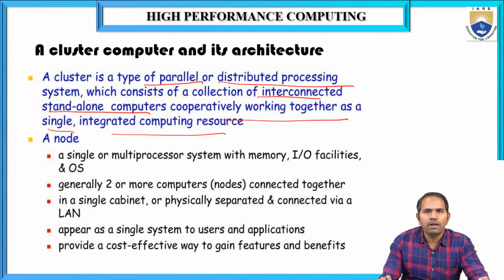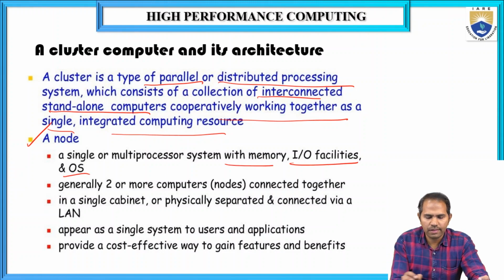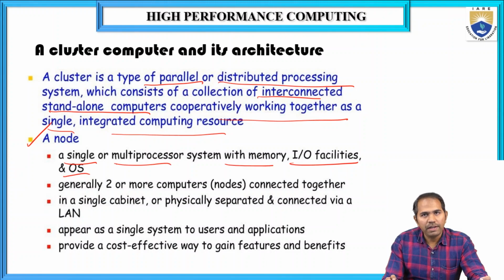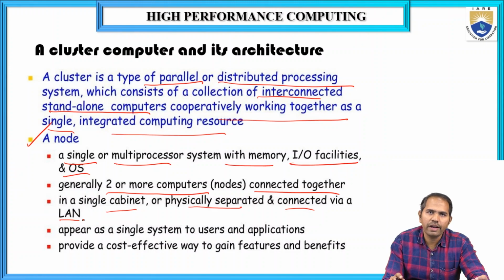Now see here, what is a node? A node is nothing but a single system in a cluster. A single or multi-processor system with memory, I/O facilities and an operating system. A node generally contains two or more processors connected together, in a single cabinet or physically separated, and connected via a LAN. So all nodes are interconnected with a LAN.